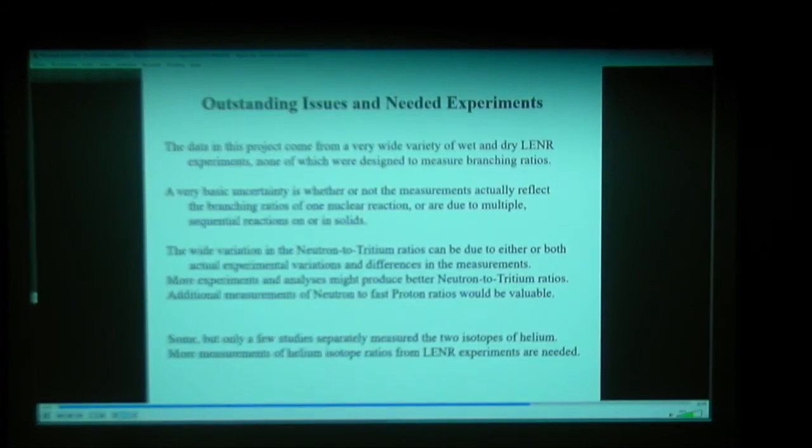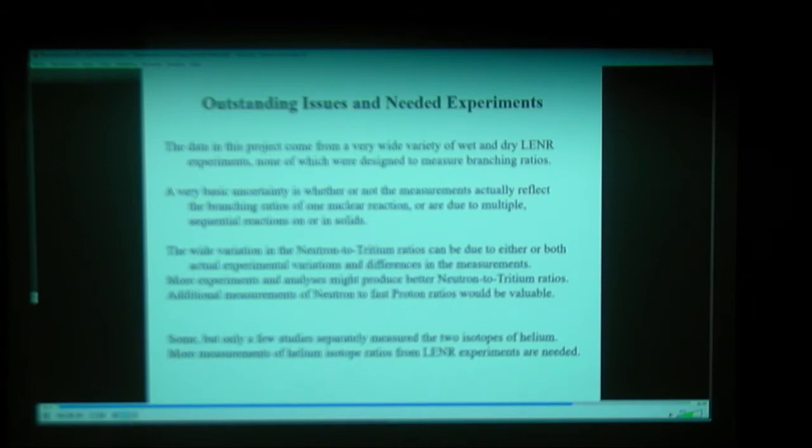So to get near the end, the outstanding issues and needed experiments are the following. The data from this project come from a very wide variety of wet and dry LENR experiments, none of which were designed to measure branching ratios. A very basic uncertainty is whether or not the measurements actually reflect the branching ratios of one nuclear reaction or are due to the multiple sequential reactions that might occur on or in solids. So if you have a beam experiment to determine branching ratios, you can make a thin foil and have a clean measurement. You can be certain that you're looking at the results of only a single nuclear reaction, but that's not the case in LENR.